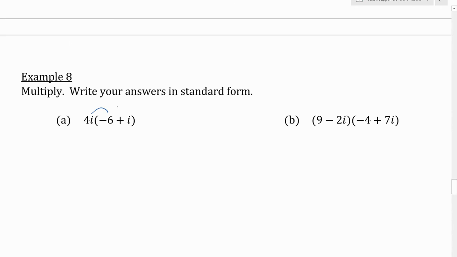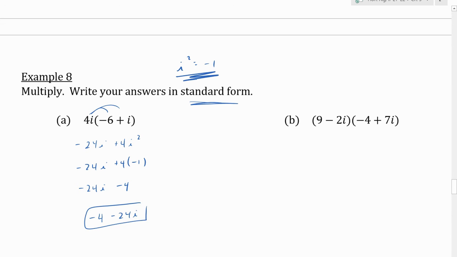When you multiply, it's still pretty easy. This is a negative 24i plus a 4i squared. But remember, i squared is a negative 1. So this is really negative 24i plus 4 times negative 1. But write it in standard form. Put the real part first, imaginary part second.